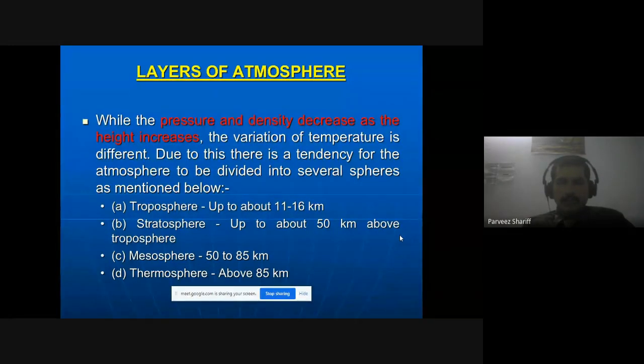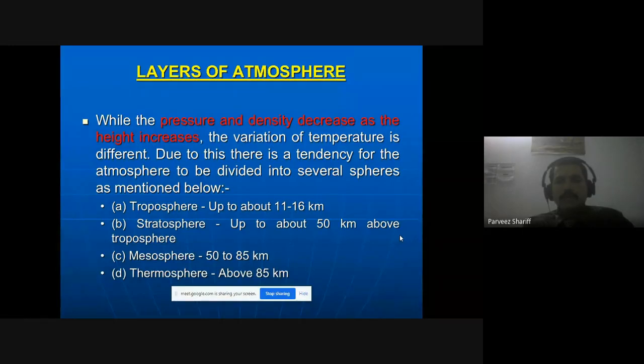So due to these variations in pressure, density, and also the change in temperature, the atmosphere is split into various layers. The first layer is the troposphere, which is up to 11 to 16 kilometers from the Earth's surface. Next is the stratosphere, up to 50 kilometers above the Earth's surface. Then the mesosphere, 50 to 85 kilometers, and the thermosphere, above 85 kilometers.